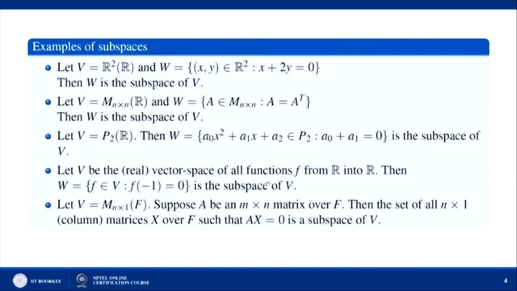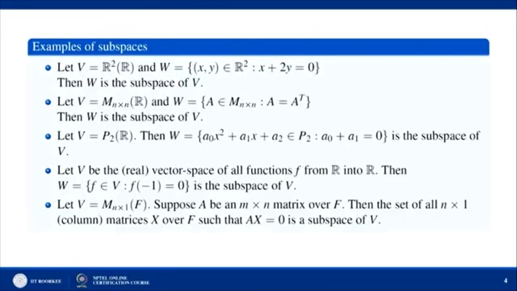Now similarly, if you take the next example, where we have taken V as the collection of all functions from R into R, and we have considered a subset W of V such that f of minus 1 is 0, okay. All those functions which vanish at minus 1, this we have taken as W. So again, in order to show that it is a subspace of this vector space V, you take any two arbitrary elements of this subset W and try to show that it is closed with respect to addition and scalar multiplication, okay.